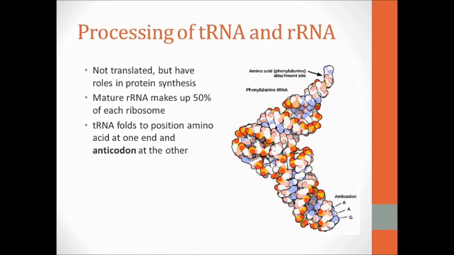tRNA and rRNA, transfer RNA and ribosomal RNA, are not translated, but they do have roles in protein synthesis. Mature rRNA makes up about 50% of each ribosome, and tRNA folds to position amino acids at one end and anticodons on the other. And the anticodon is the triplet in tRNA that interacts with the mRNA codon through complementary base pairing.